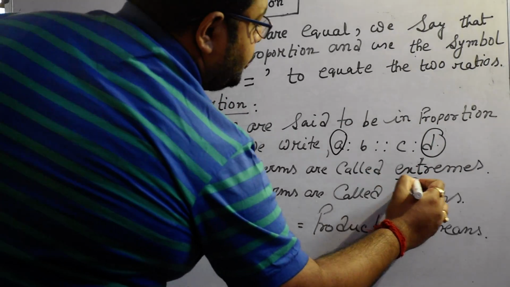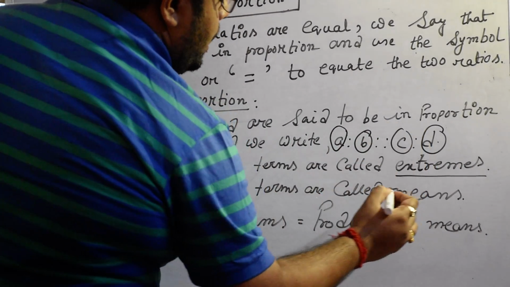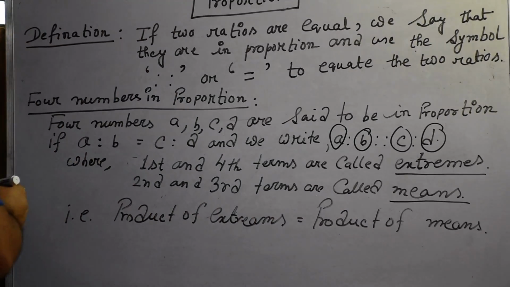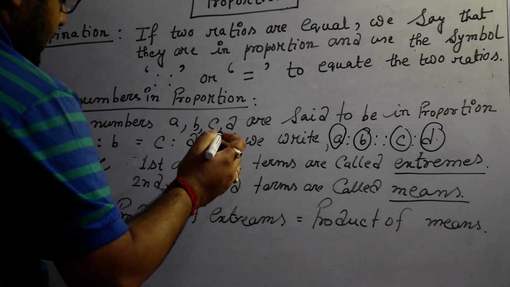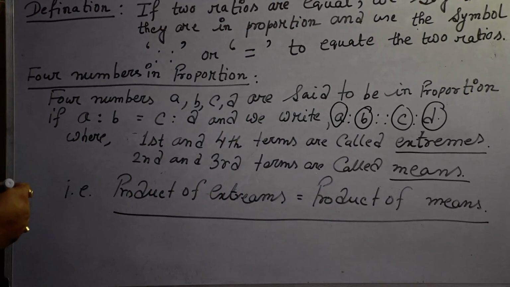are called extremes and the second and third terms are called means. And the formula of this is that the product of extremes is equal to the product of means.